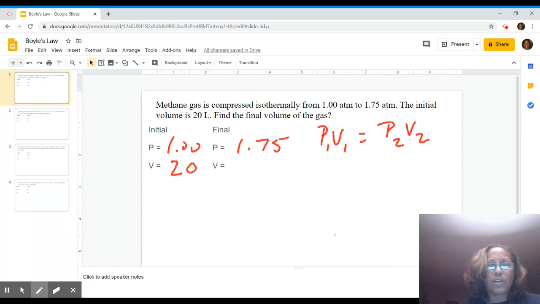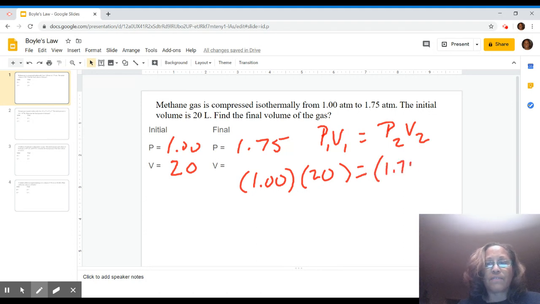So our initial pressure is 1 atm. Our initial volume is 20 liters. Those two numbers have to be on the same side of the equation or you get the problem wrong. The final pressure is 1.75. The final volume I'm going to call X because that's what you're looking for.